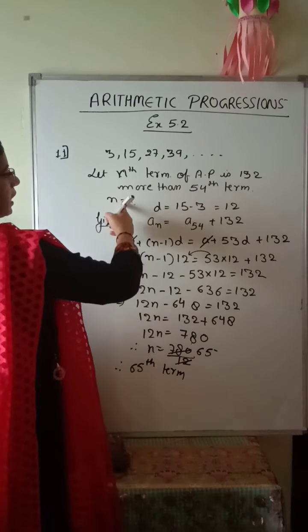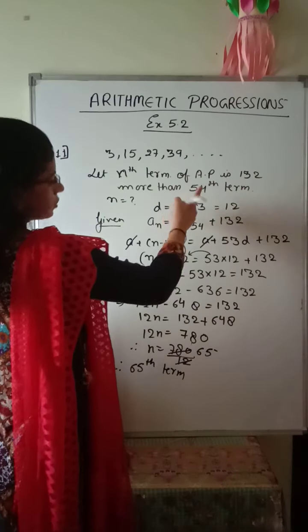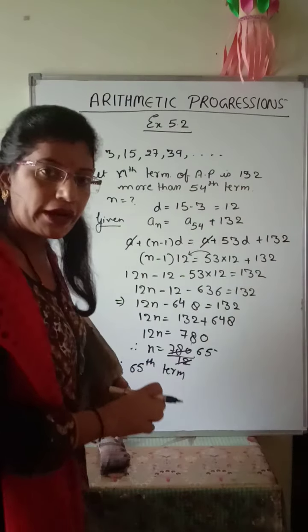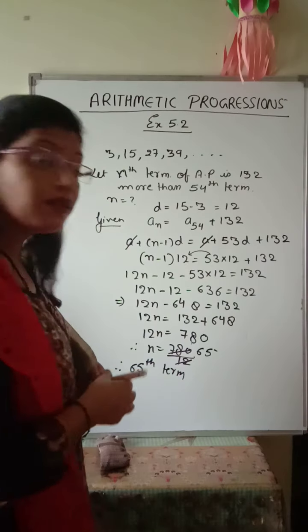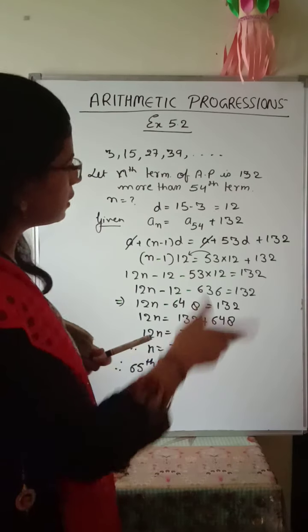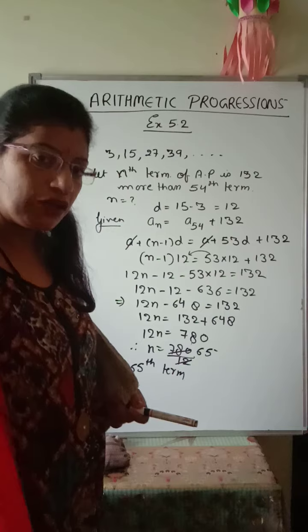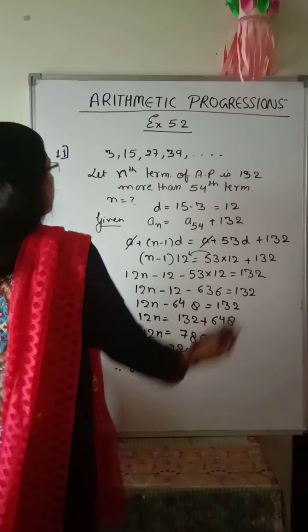The nth term is 132 more than the 54th term. Okay. So you will write it in a whole sentence. Therefore the 65th term is 132 more than the 54th term. So we got the value of n. Okay. So now question number 12.